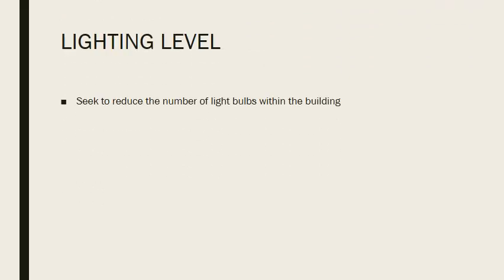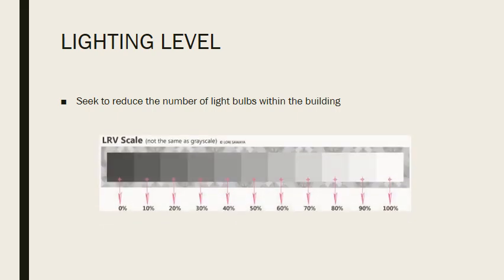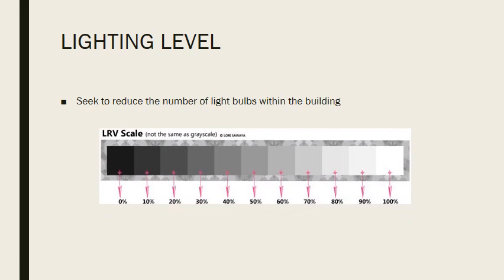The next concept is lighting levels, which seek to reduce the number of bulbs within the building by implementing a higher reflectance level. This is done by choosing different colors as paint for the walls. By doing so, the light of a bulb will reach a greater distance within the room, therefore reducing the number of bulbs needed to light the room.